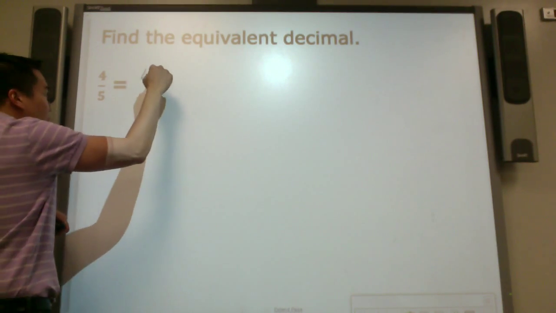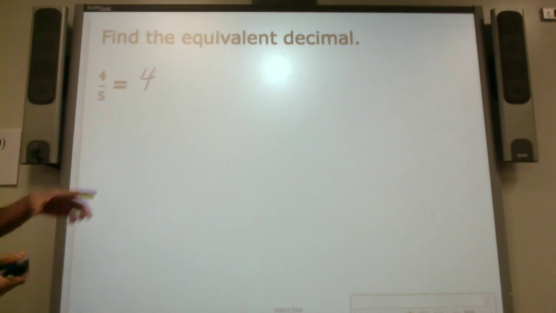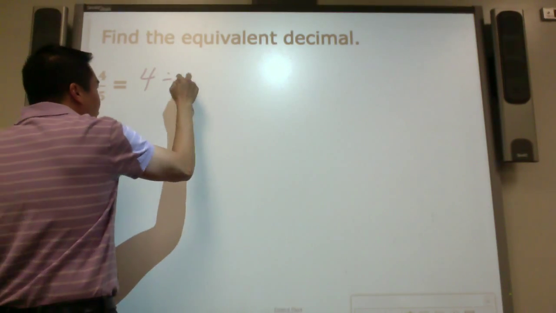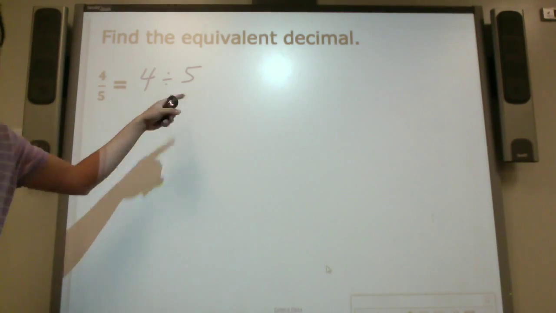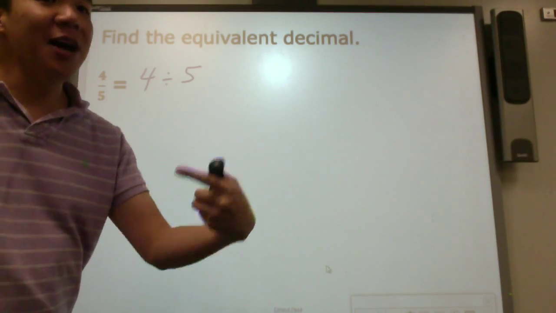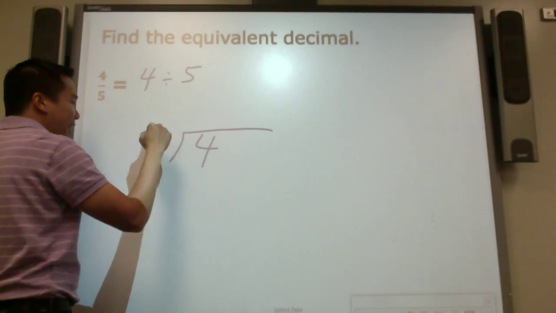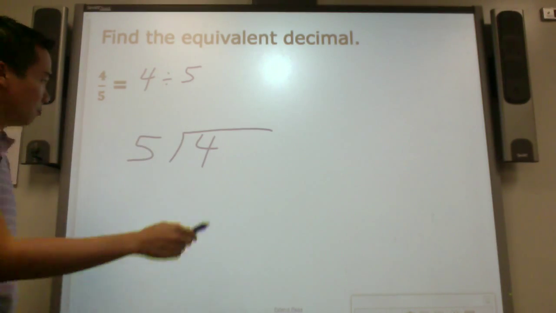So this is 4. This little bar, fraction bar, also means divide. So 4/5 is the same as saying 4 divided by 5. So we have 4, you're dividing it into 5 parts.